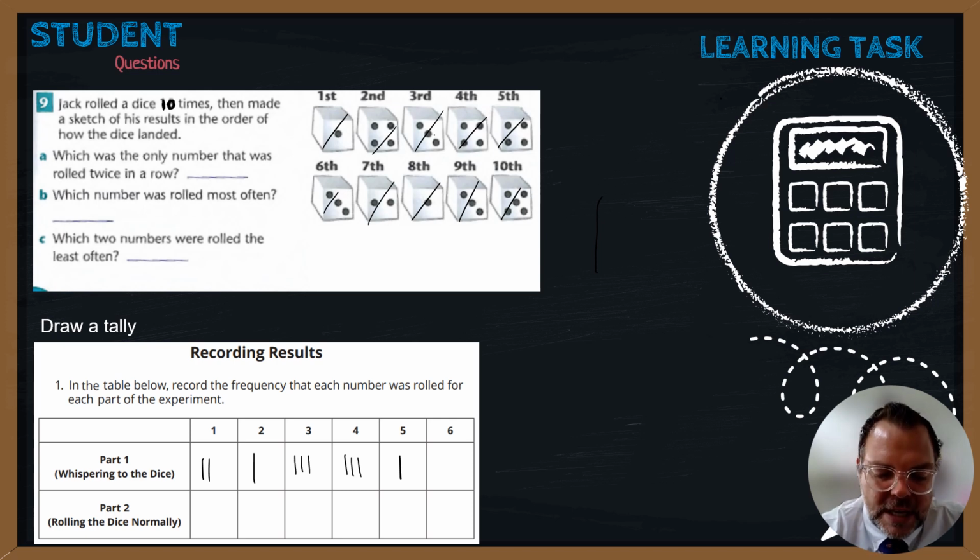Now, let's have a look down the very bottom. It says, I want you guys to have a go yourselves. You might like to get a dice and have a go at doing your own, telling your own results, and let's see if your results are different to mine.